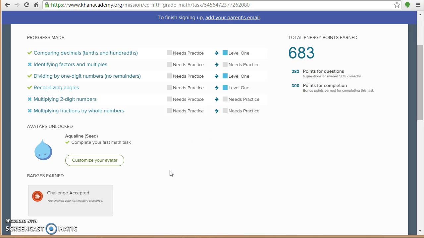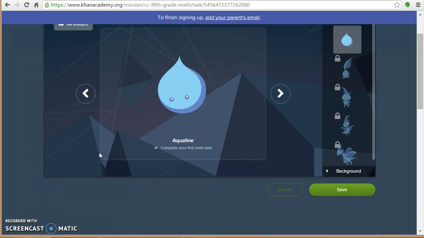Now we've made it through that initial assessment, and it's kind of telling you, okay, so these were some that you did all right on. These are some areas that you might need some practice on, and that is okay. So now you have your total energy points earned of 683, and since you've moved up in points, you can now customize your avatar. And of course, the more points you get, the different avatars you can unlock.